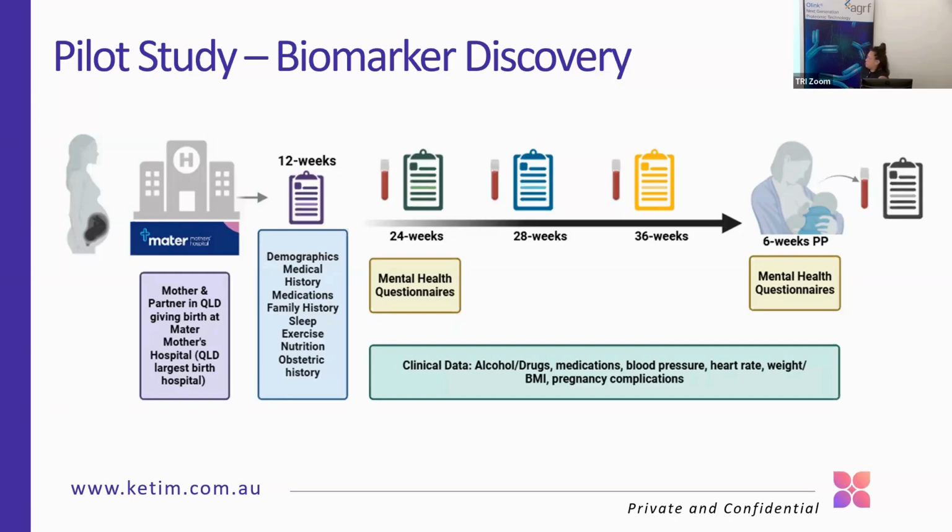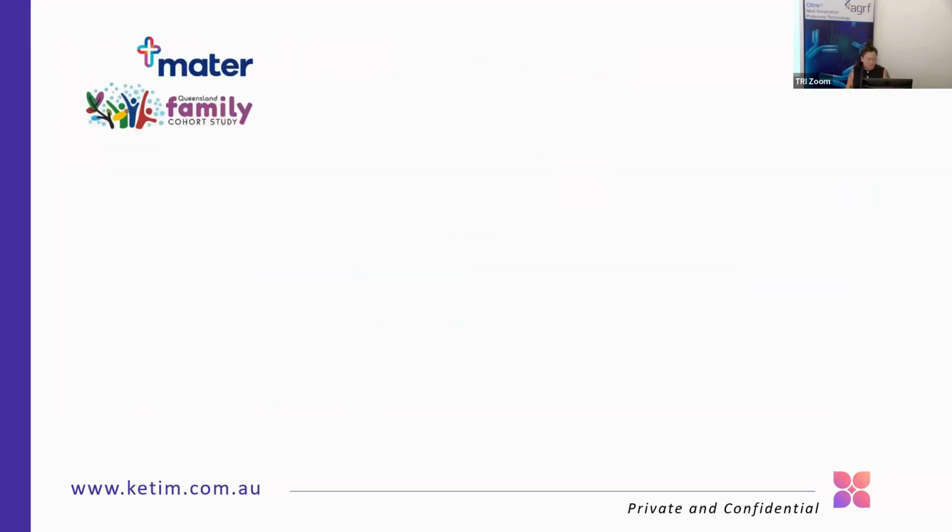Now you can see here at 12 weeks, which is the enrollment, a whole bunch of questionnaires were given out. So demographics, your medical history, medications and all of that. And then there were bloods taken at these different time points. So at 24 weeks gestation, 28 weeks, 36 weeks, and then 6 weeks postpartum. And you can see as well that mental health questionnaires were included specifically at the 24-week time point and the 6-week time point. And if you look at the bottom there in green, the clinical data, we have all this information as well: alcohol, drug use, medications that they might be on, heart rate, pregnancy complications, etc. So we have this opportunity here to really understand the biological and environmental factors that may actually impact these women.